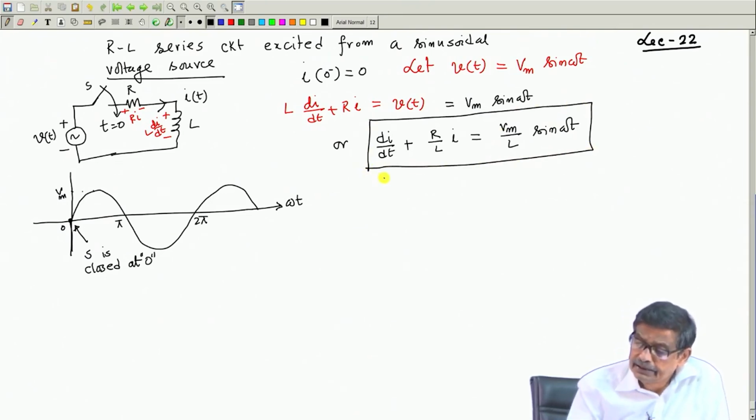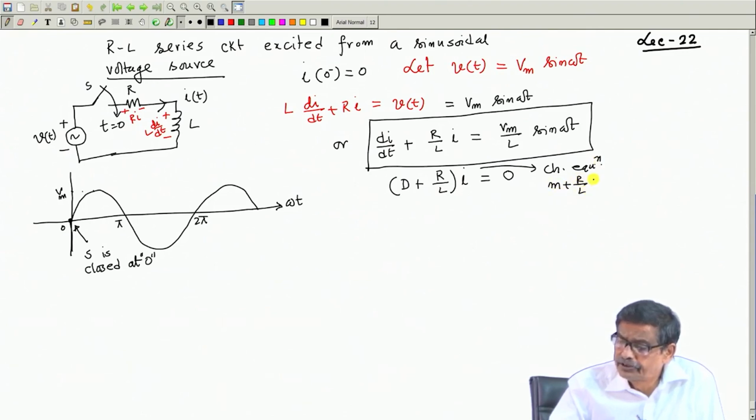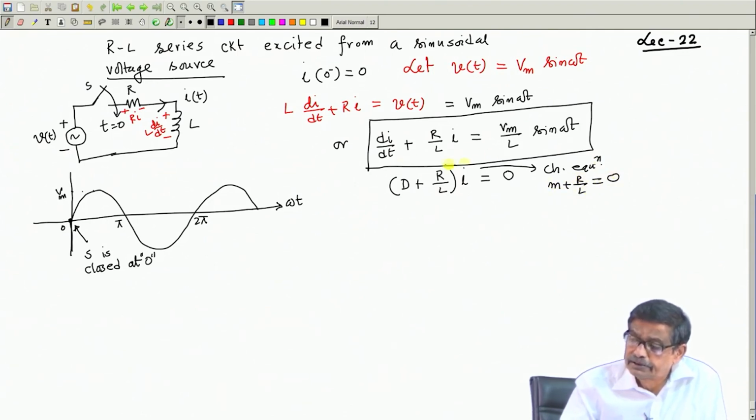What is the characteristic equation? The characteristic equation is D plus R by L into I equal to 0, D being the operator d by dt. So, the characteristic equation is m plus R by L. It is a first order system, only one characteristic root, only one energy storing element. So, m is equal to minus R by L.